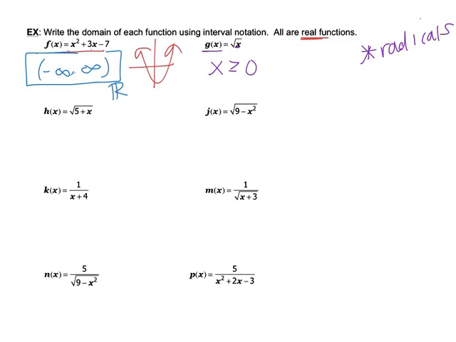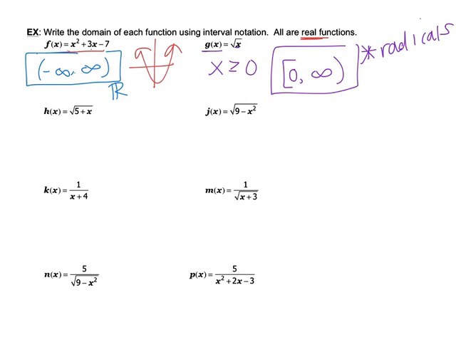I just need to represent that using interval notation. So x can be anything as long as it's greater than or equal to 0. That means the lower bound is 0, my upper bound is infinity. I can include 0 in this one, I cannot include infinity, so that's the domain of that function.